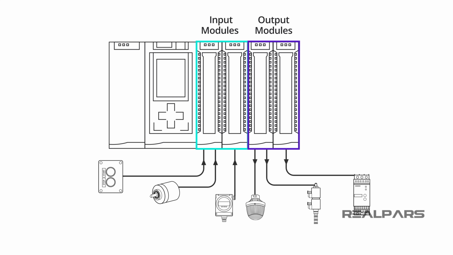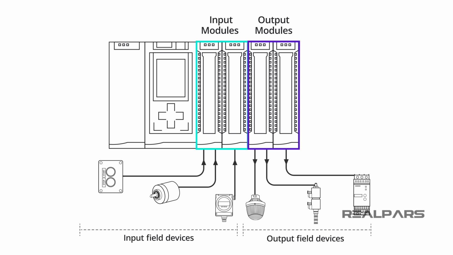The input-output modules are connected to digital or analog field devices. Input field devices include switches, encoders, and transmitters, for example. Typical output field devices are relays, lamps, and proportional valves.